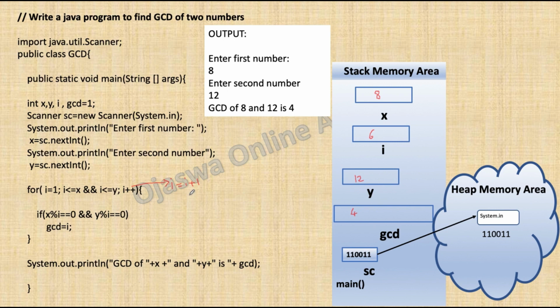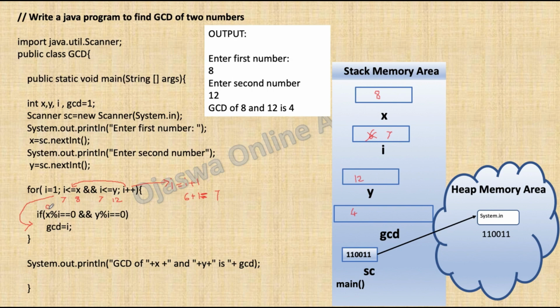Again i will be incremented. Value of i is 6 plus 1, which is equal to 7. Now the updated value of i is 7. 6 is replaced by 7. So from here the control goes to the condition: 7 less than or equal to 8. The condition is true. Again, 7 less than 12. The condition is true. So in both the cases the condition is true. Hence control of the program will come inside the for loop and the if statement will be executed.